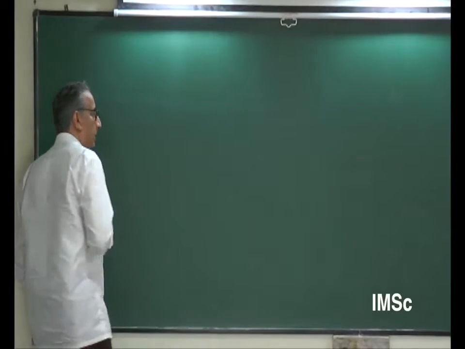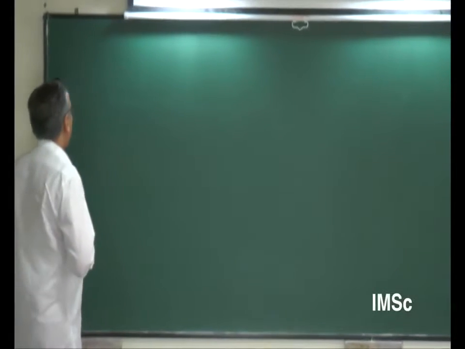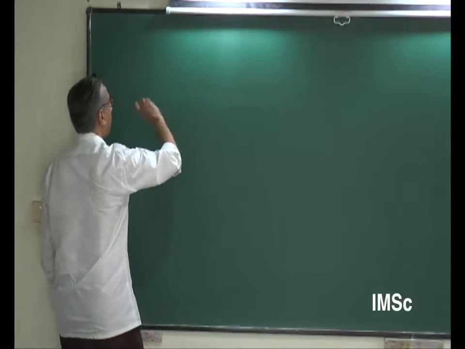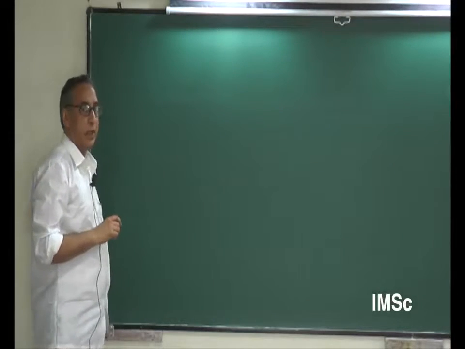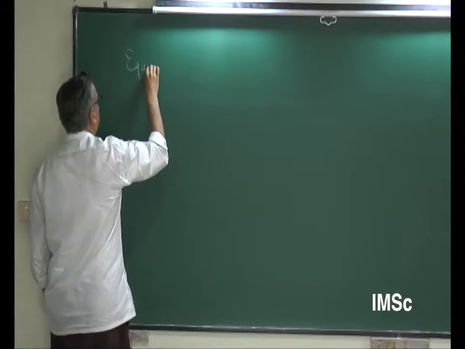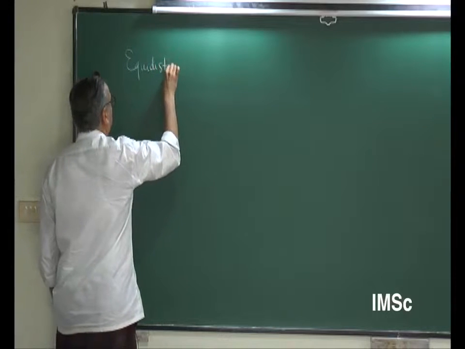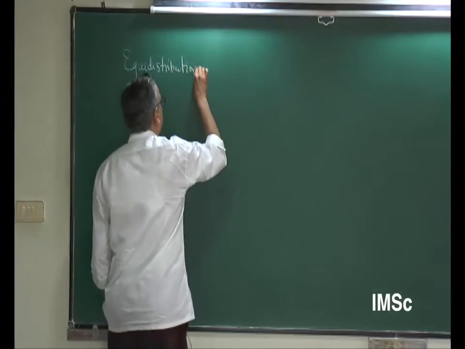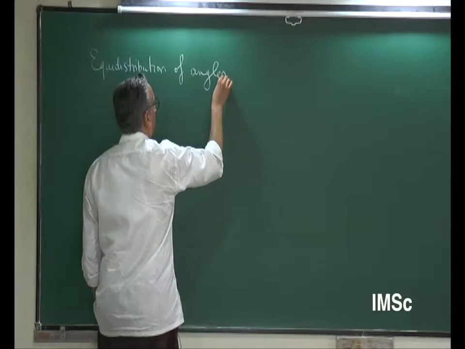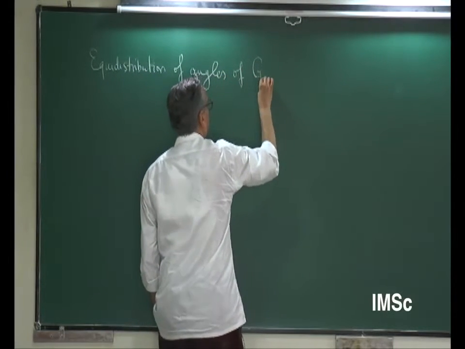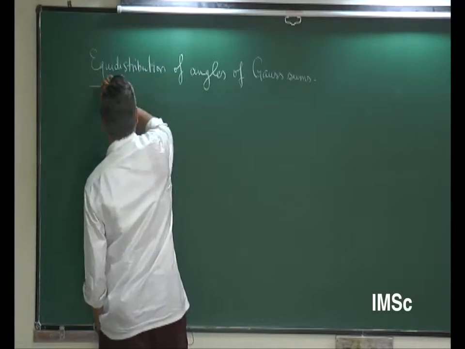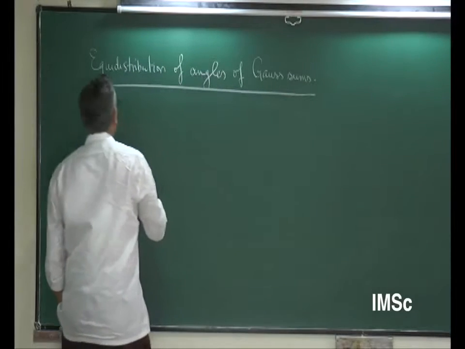So yesterday, I guess we were discussing equidistribution, and in that context, I raised the question of the equidistribution of angles of Gauss sums. Sometimes some of these questions can be very complicated. So what did we do?